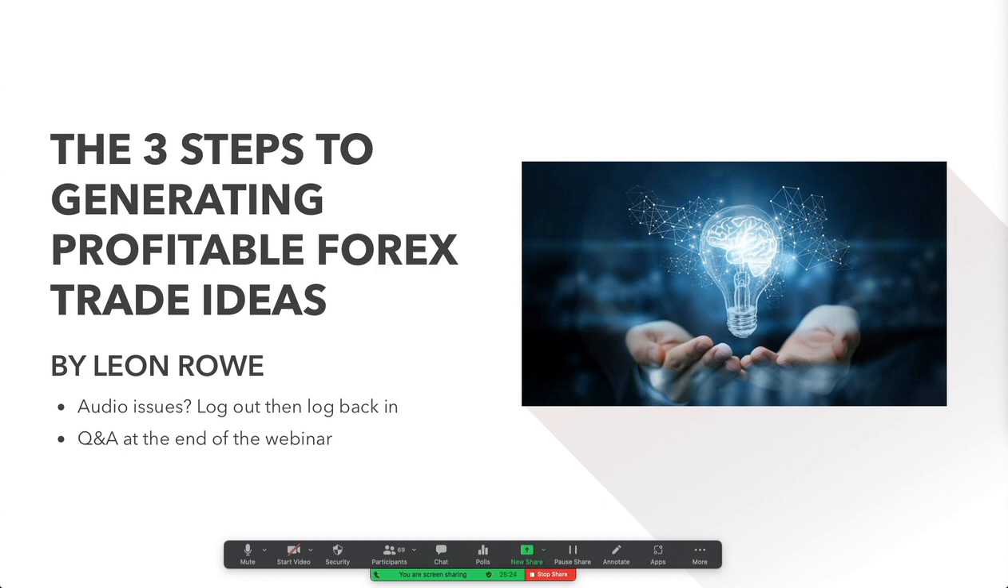Once you've got the grasp of that, I'm going to be introducing you to the idea that the market is indeed an auction. From there, we can learn to understand and see where the big market makers and liquidity providers are positioned in the markets. And I'm going to show you their number one footprint.